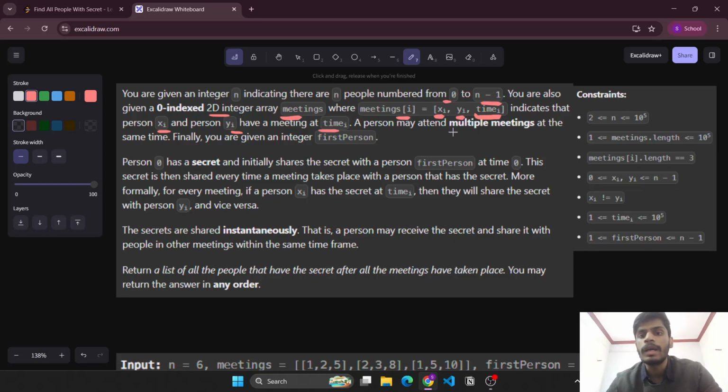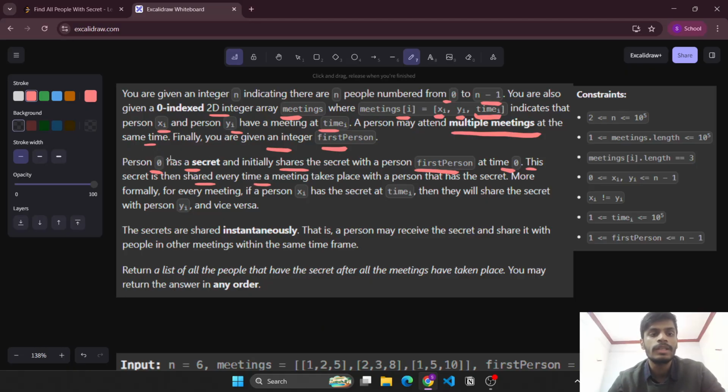Now a person may attend multiple meetings at the same time. This is also given, meaning at a particular time t, this xi can be present in multiple meetings. And we're also given an integer firstPerson. Now person 0 has a secret, and initially he shares the secret with this first person at time 0. Now this secret is then shared every time a meeting takes place.